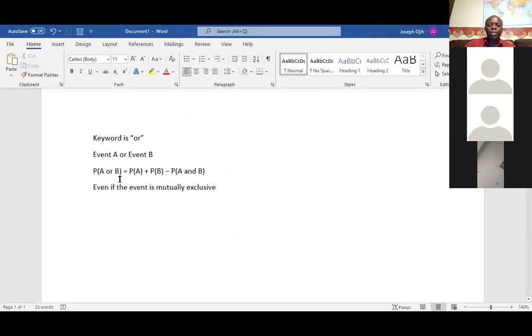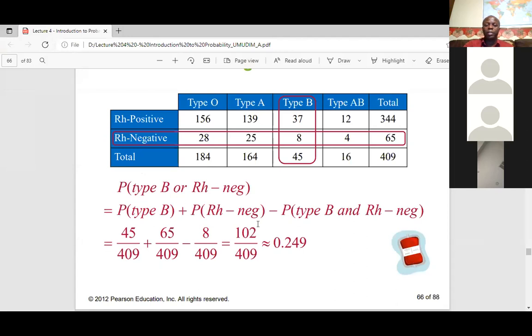Probability of A or B equals probability of A plus probability of B minus the probability of A and B. This is just a typical example of that. Type B or RH negative. So for type B, we have the total as 45 out of 409. You can see right here, 45 out of 409 plus RH negative. You can follow it from here.